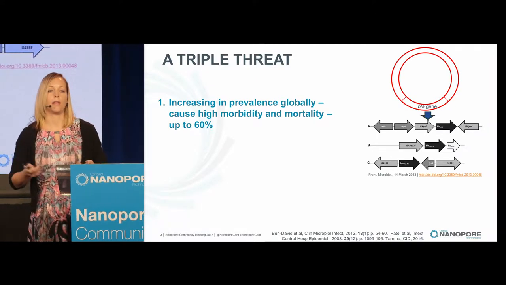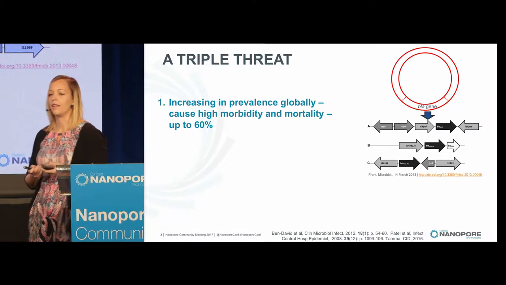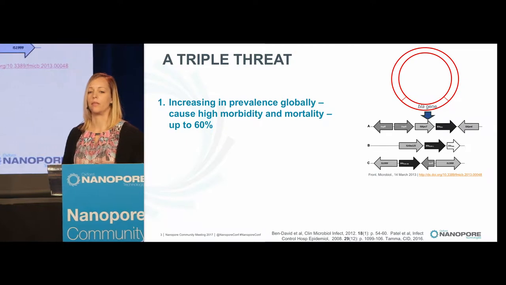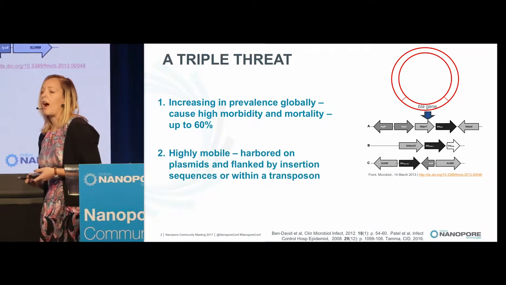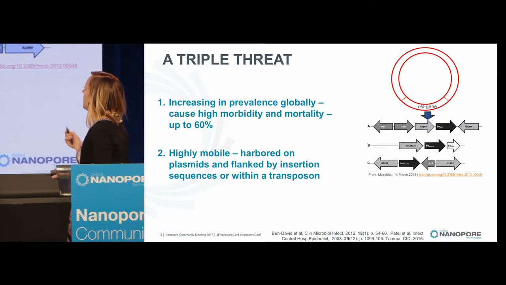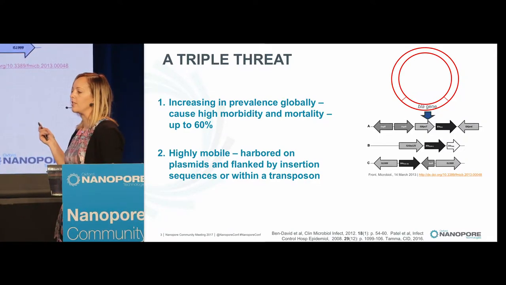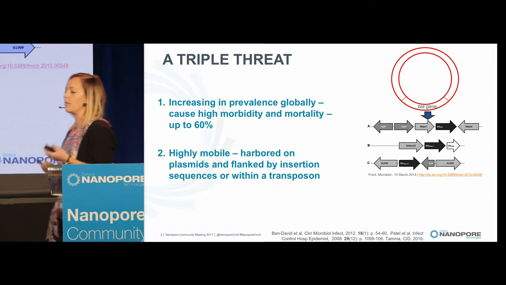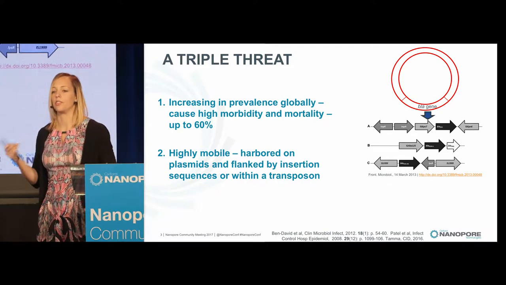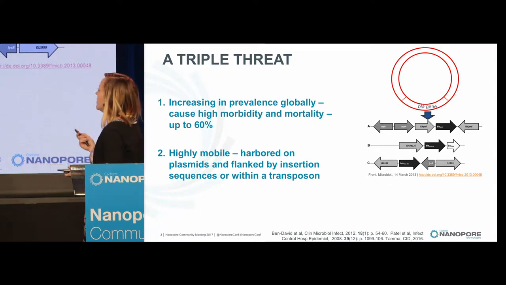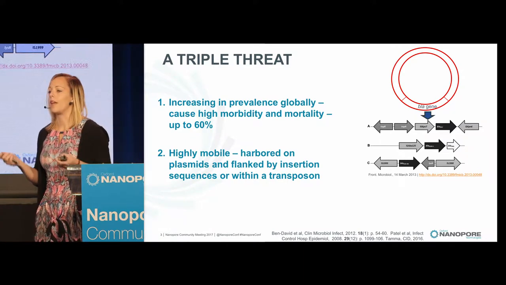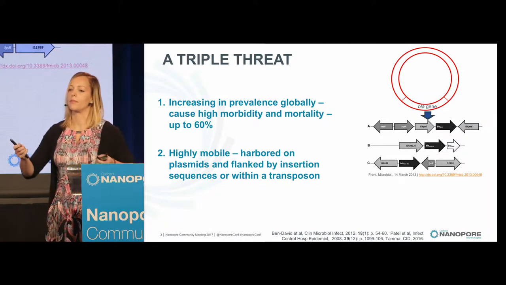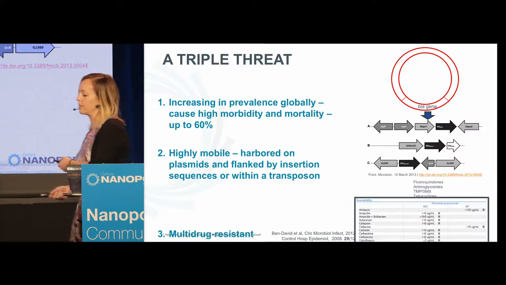And so these carbapenemase producers are really a triple threat because they're increasing in prevalence globally, where they cause high morbidity and mortality. They're highly mobile, so the genes encoding the carbapenemase are usually on plasmids that can be shared between different gram-negative species and genera, as well as usually flanked by insertion sequences or carried within transposons, which allow those genes to jump around to other plasmids or to the chromosome of these organisms.